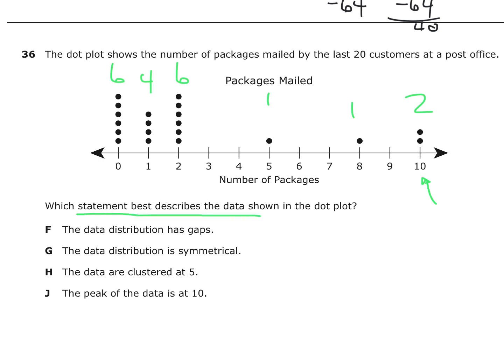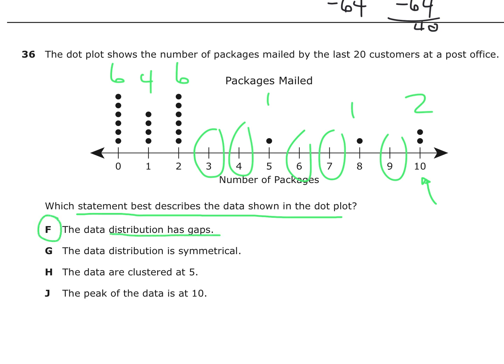which statement best describes the data shown in the dot plot. The data distribution has gaps. Well, there are gaps because there's places with no dots. There's no dots here, no dots there. There's nothing there, nothing there. A lot of gaps. So it looks to me like the answer should be F. This data distribution has gaps.